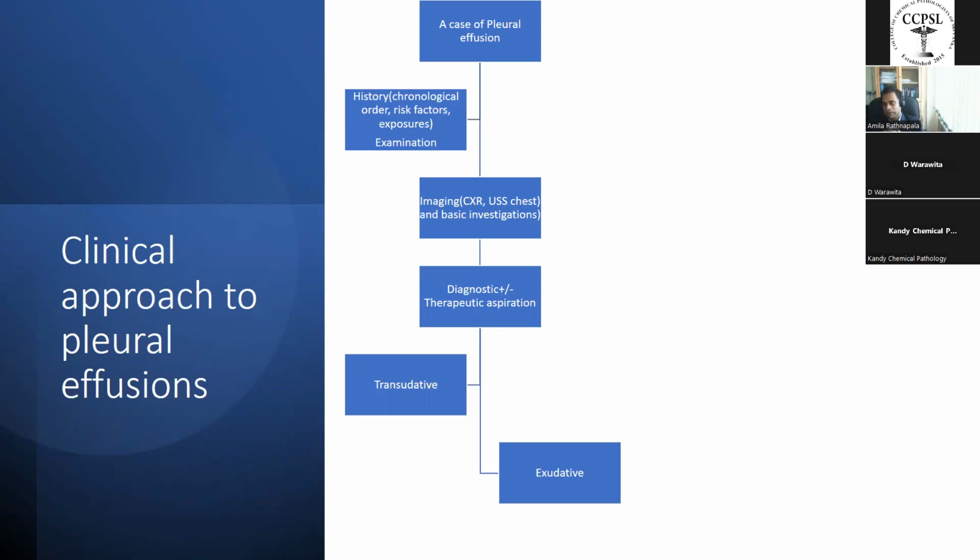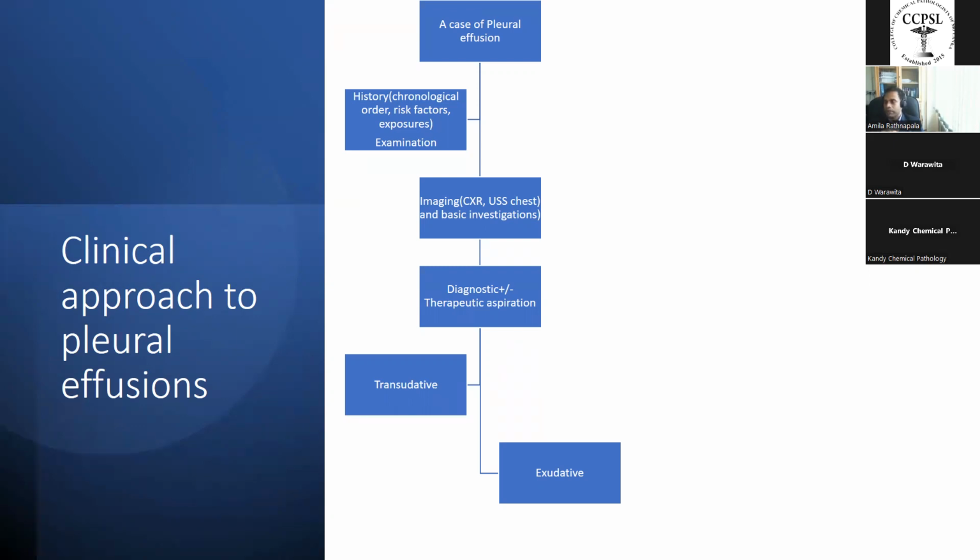And we should ask about risk factors, like whether the patient is a smoker, whether he has any exposure to asbestos, and whether there is any family history of malignancies. We should also ask about exposures, various medications, as well as various inorganic or organic dust exposures. And the examination is also important to diagnose pleural effusion.